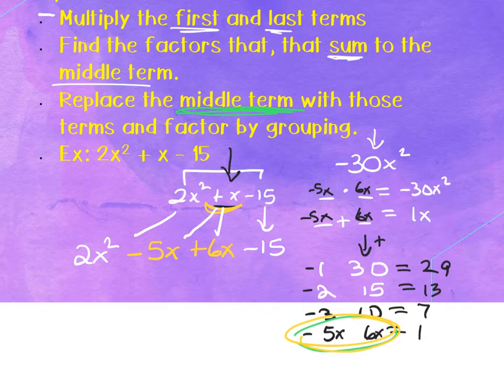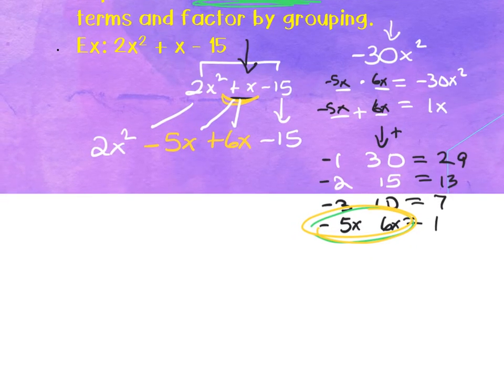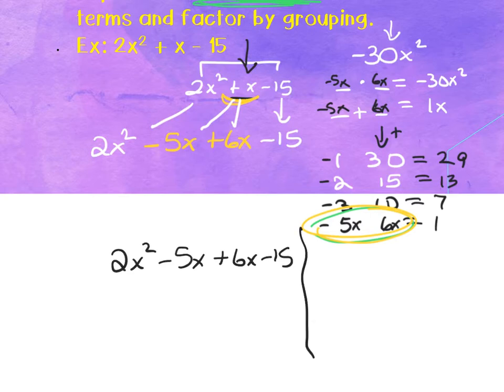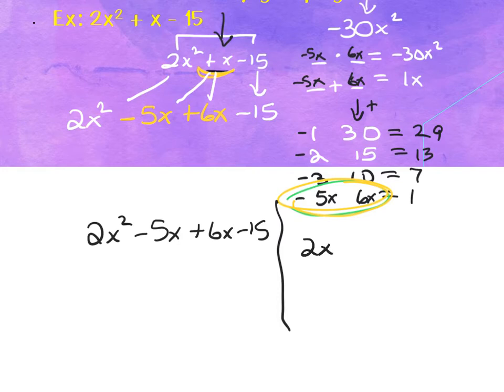Now I factor by grouping. So let me rewrite it down here. 2x squared minus 5x plus 6x minus 15. Now, I also want to show you that it doesn't matter the order that you put the two factors in. So the first time I do it, I'm going to put the negative 5x first, and then over here, I'm going to put the negative 5x second. So this was yesterday's lesson. We're going to make a red group and a blue group.